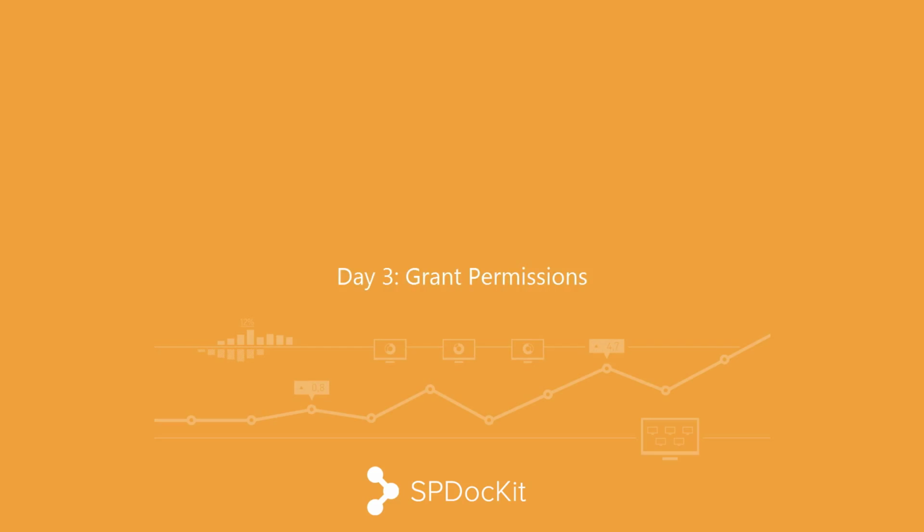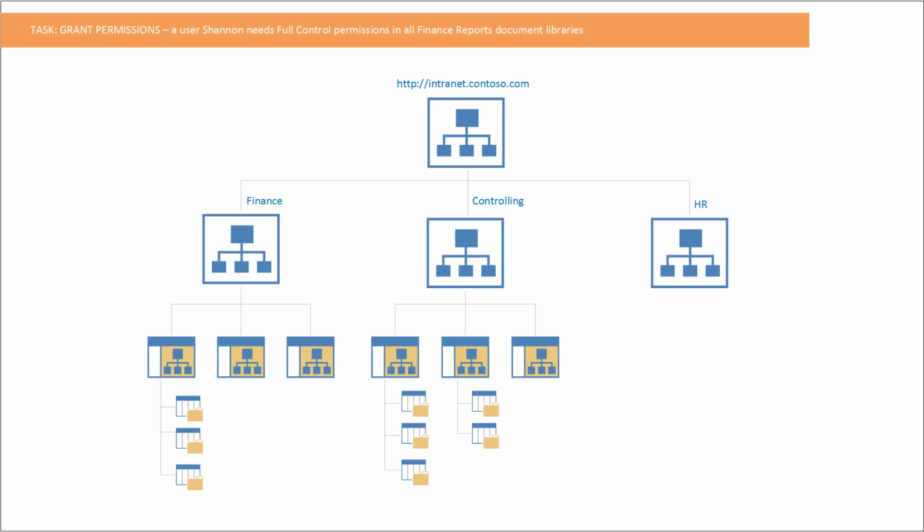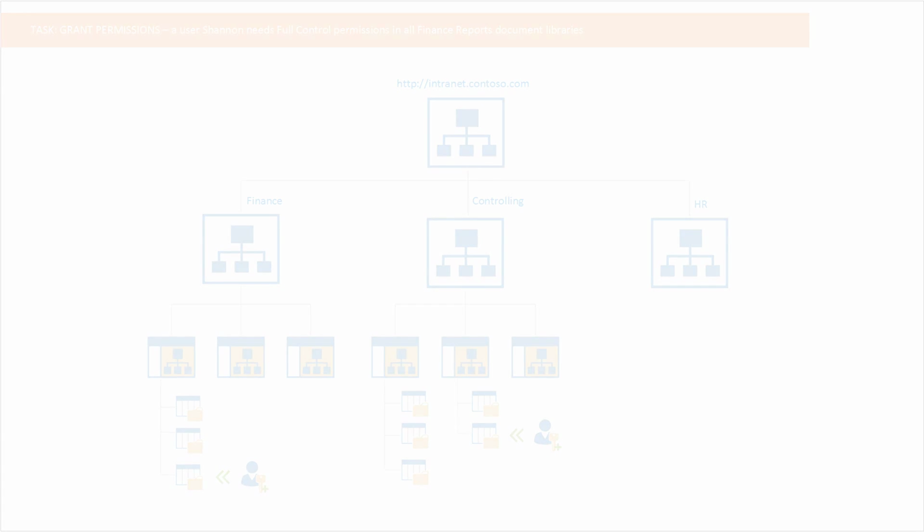Day 3, Grant Permissions. Granting permissions can be easily done via SharePoint UI. But what should one do when a user needs to be granted very granular permissions? In our example, a user, Shannon, needs to be granted full control permissions in all the Finance Reports document libraries in 2 site collections called Controlling and Finance.